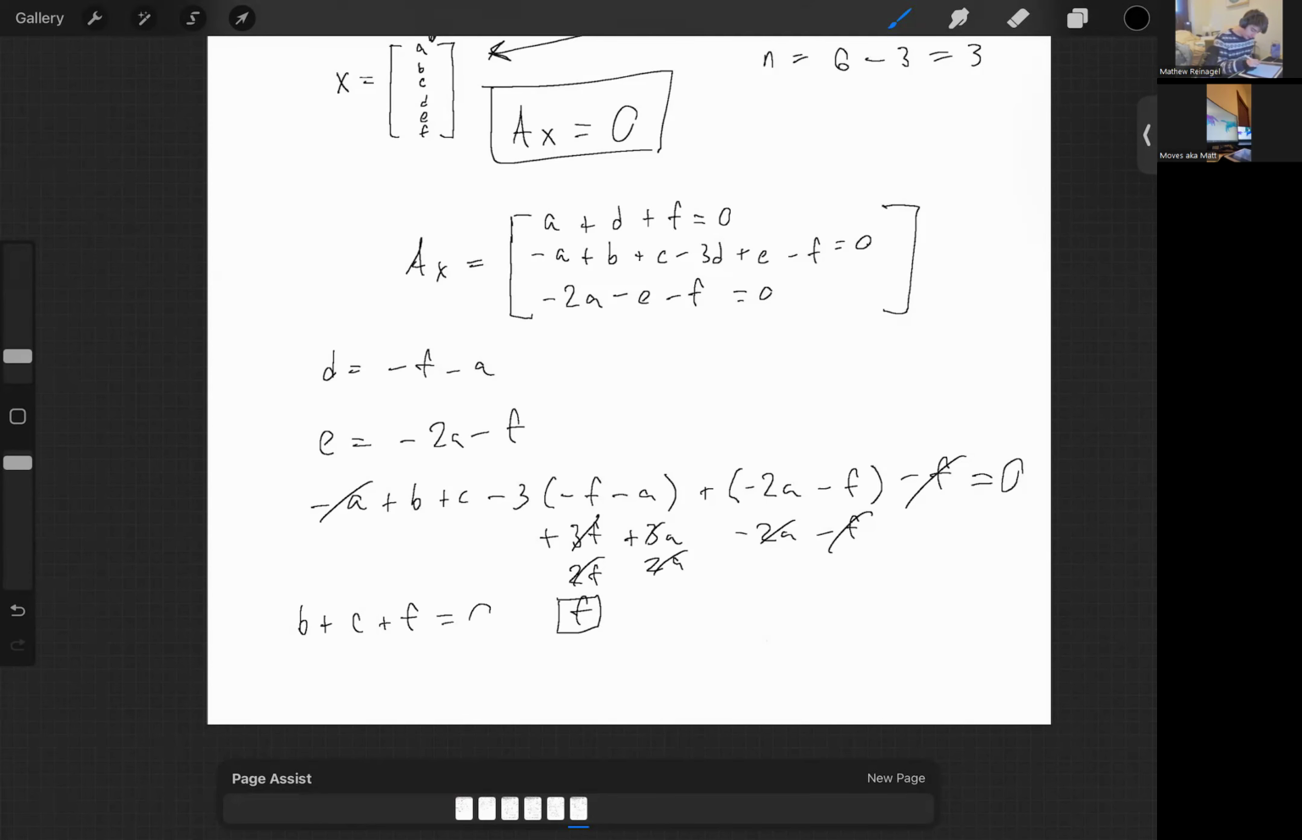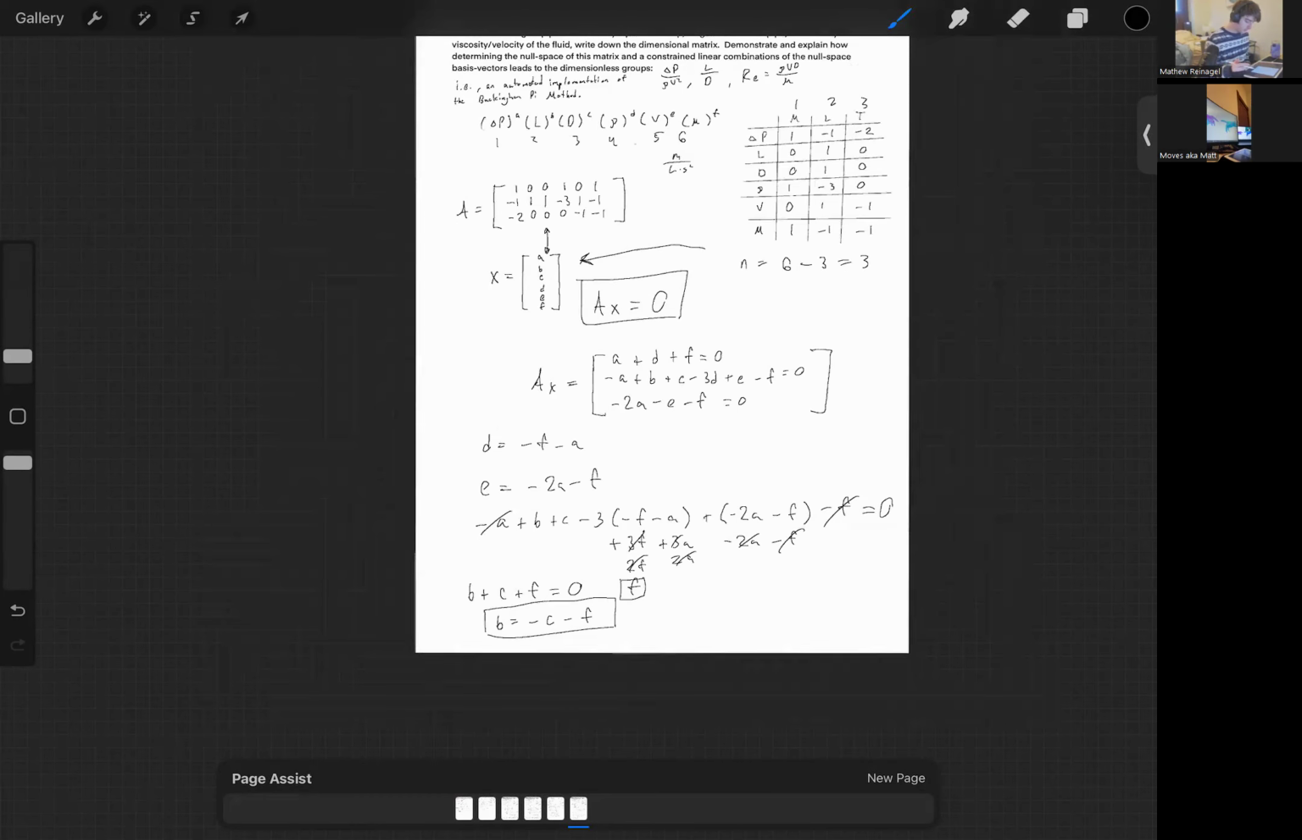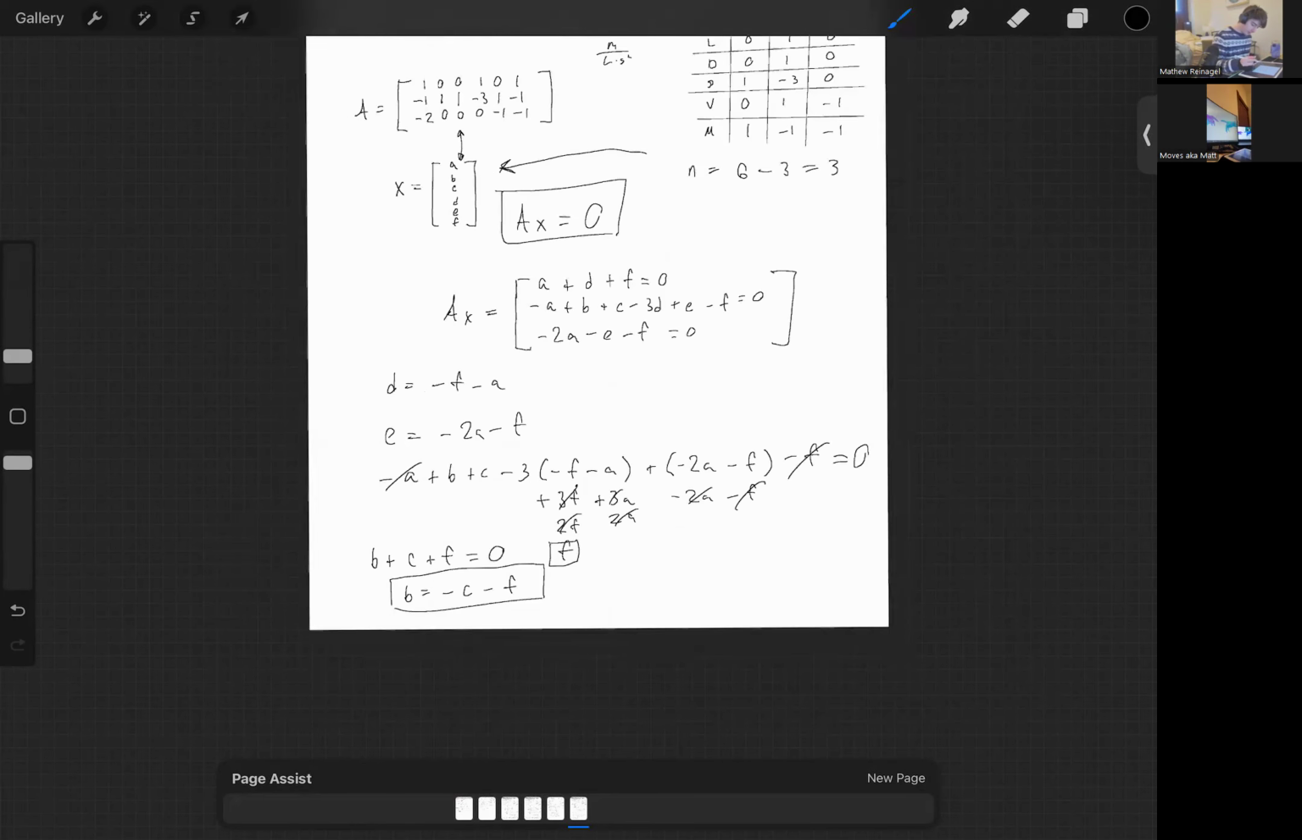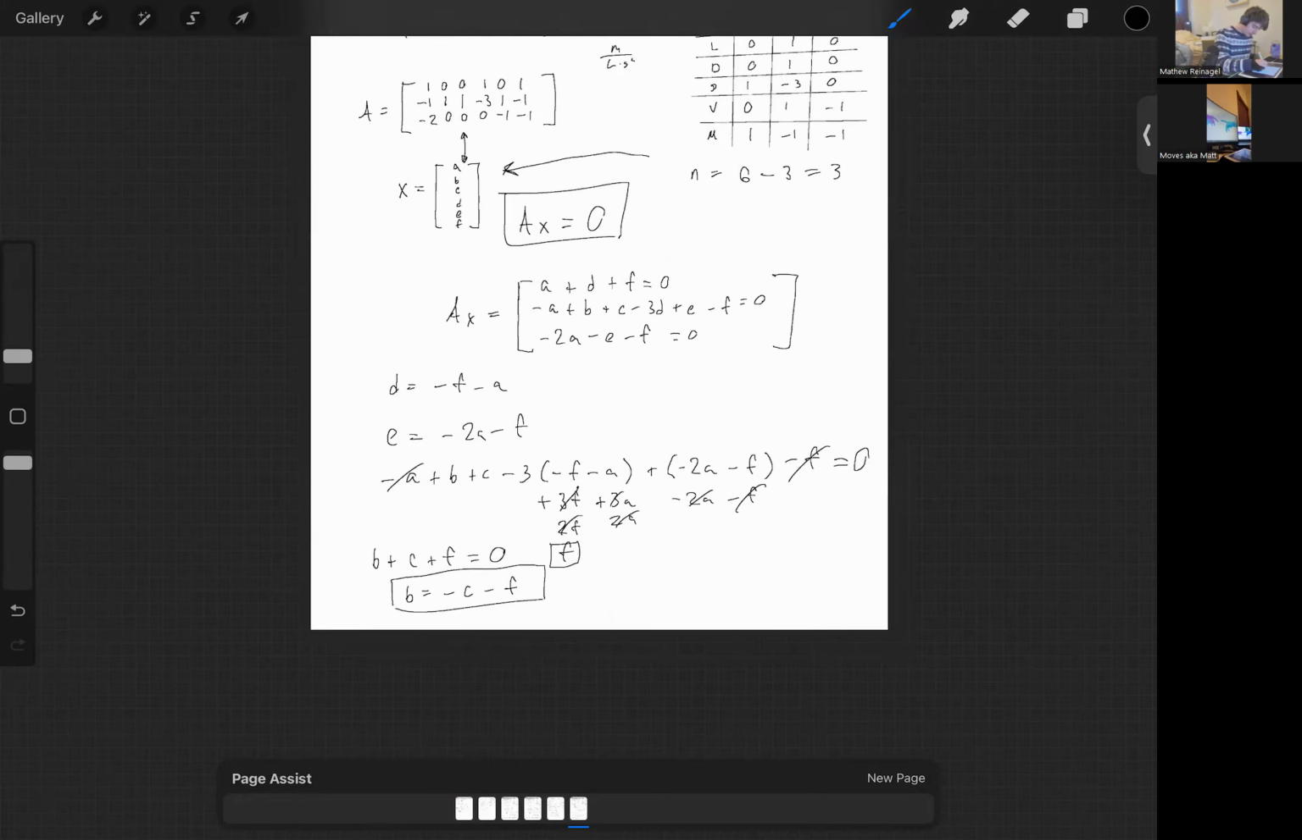And I believe that's it. And I think B equals negative C, negative F. I am pretty sure. Again, I have to do this pretty slow just because I'm not super confident in my algebra all the time. Okay, so now we have these substituted values for D, E, and B now.